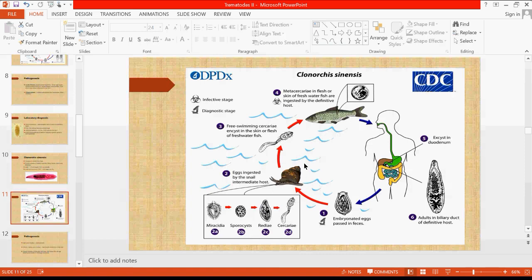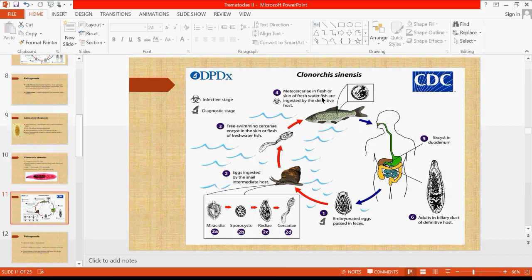Snails are the first intermediate host, but the second intermediate host here is the freshwater fish, not the aquatic plants. Here the freshwater fish are the second intermediate host. So again, the mode of transmission will be encysted metacercaria.